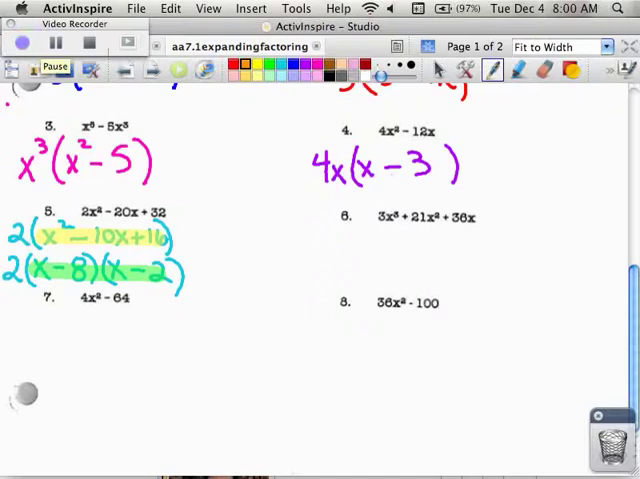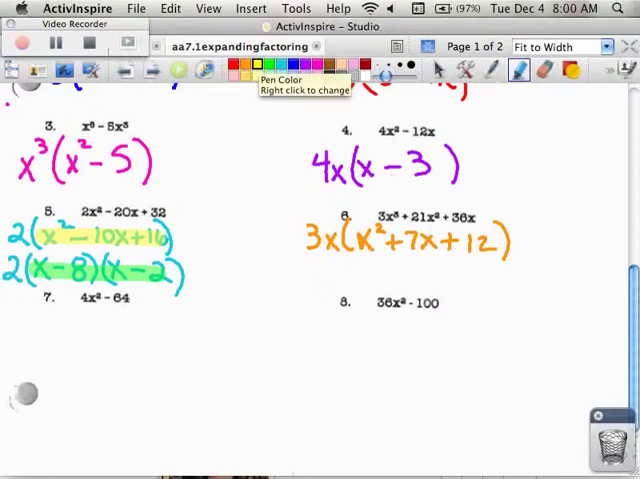In number 6, I see that each of the terms is divisible by 3. So I factor out a 3. But then I also notice that each of them has an x. So I also factor out an x. Left over, I will have an x squared, a positive 7x, and a positive 12. Because 3x times x squared produces the 3x cubed, 3x times 7x is 21x squared, and 3x times 12 is 36x.